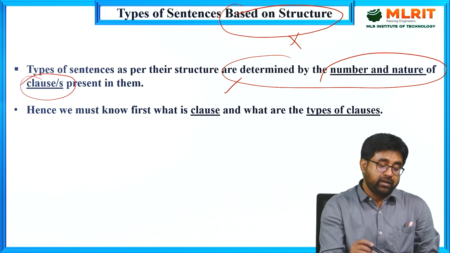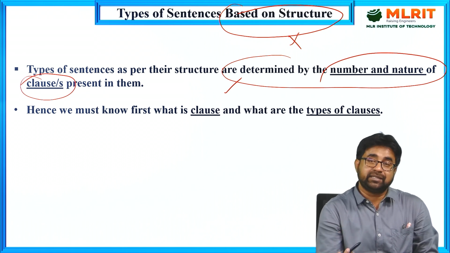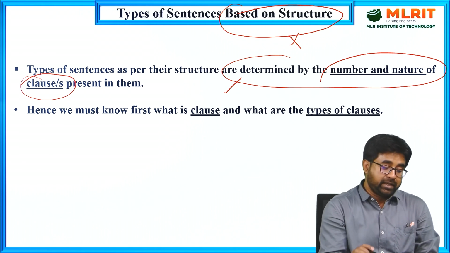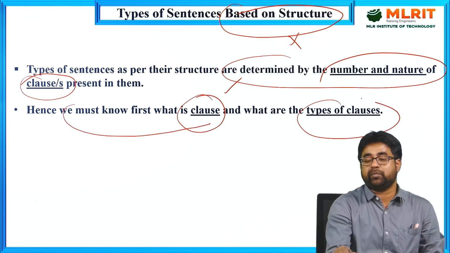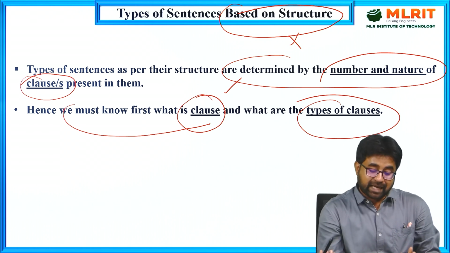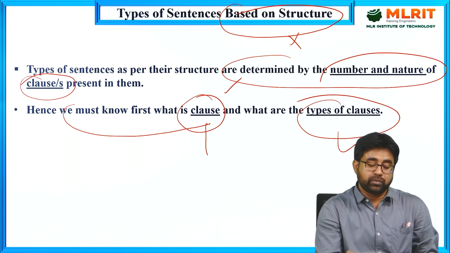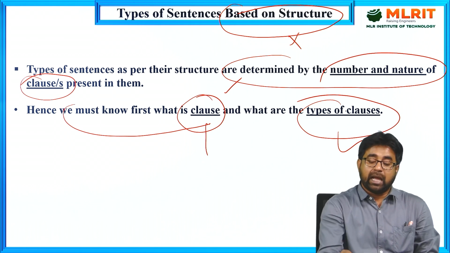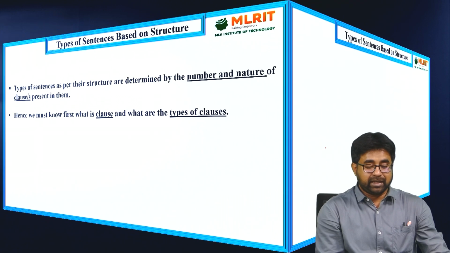According to that, we decide the type of sentence, like what types of sentence it is as per the structure. So that's why, hence we must first know what is a clause and what are the types of clauses. Because types of sentence depend on the number of clauses and types of clauses, we need to know first what is a clause and what are the different types of clauses. Fine. So let's move to the next slide.